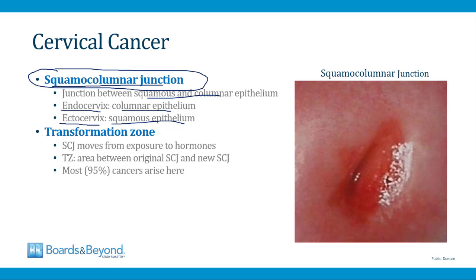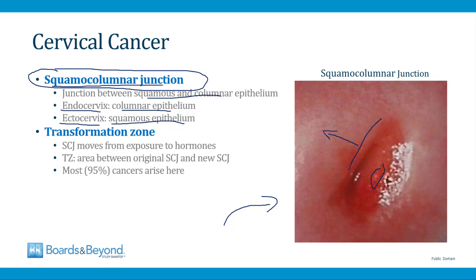The junction where the epithelium changes from squamous to columnar, called the squamocolumnar junction, is where most cervical cancers arise. If you look at this picture on the screen, the dark beefy red area is the endocervix, that's columnar epithelium, and you can see the line of demarcation where it changes to squamous epithelium. That's the squamocolumnar junction. You also should be aware that the squamocolumnar junction moves throughout a woman's lifetime.